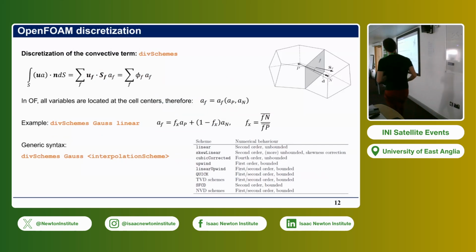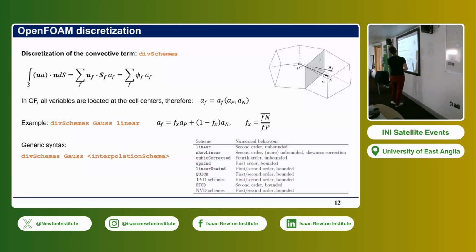Divergence schemes: OpenFOAM discretizes it in a very traditional way, by turning the integral into a summation of the fluxes over the faces. And the summation of the fluxes over the faces needs interpolations from cell centers to cell faces. So we need to tell OpenFOAM, for example, the value of the variable you are solving for. How should OpenFOAM get it in the faces of the control volume?